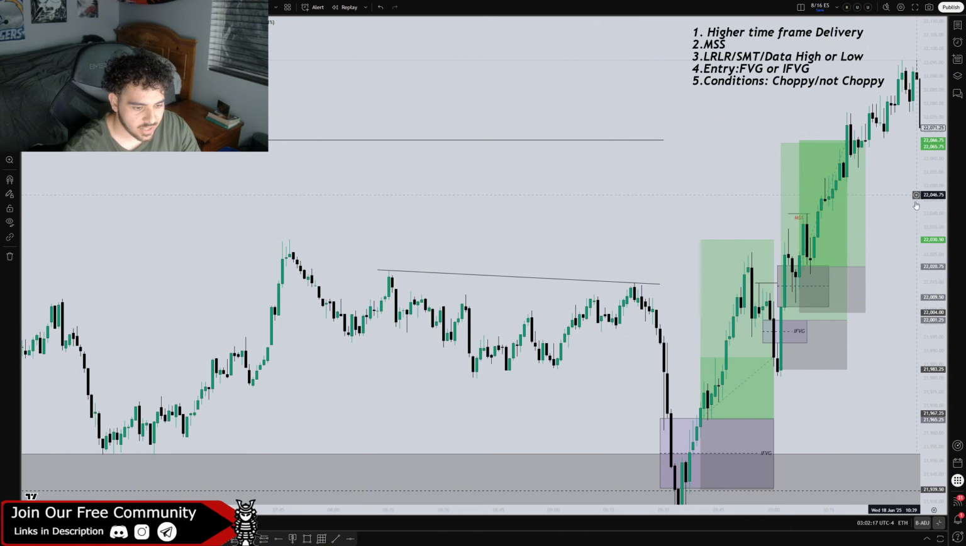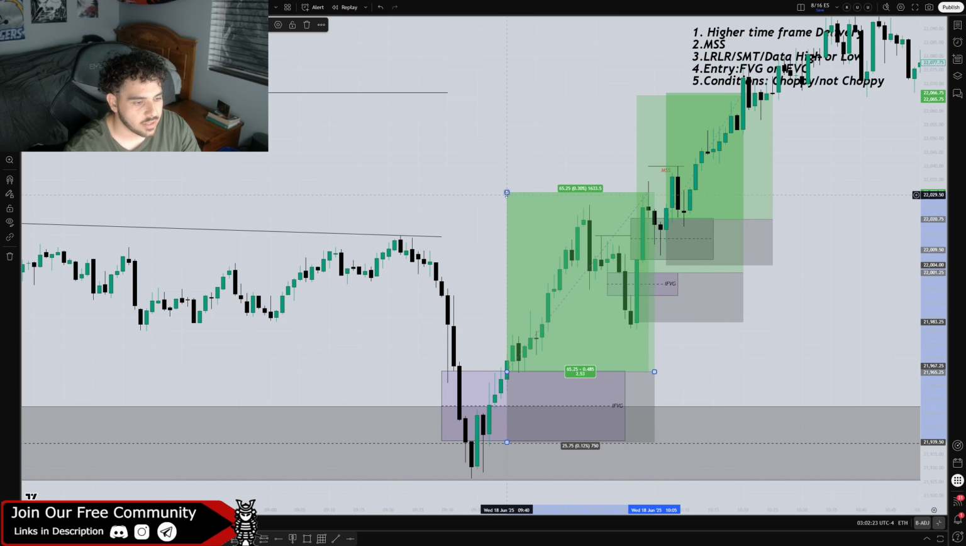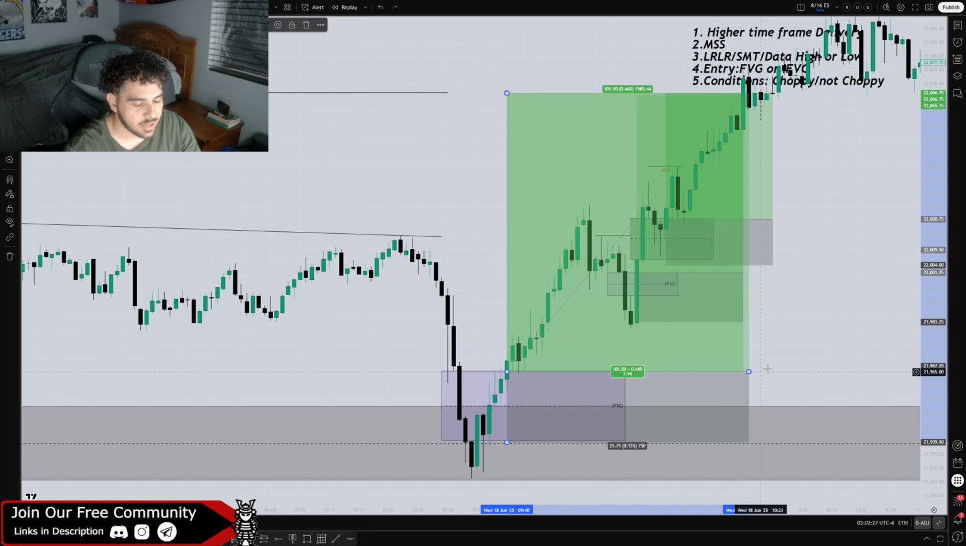How many PD arrays do you guys know about? There's so many in here. But if we could have a simple, clear way to enter trades, a simple way to find high probability trades, then I'm all for it.